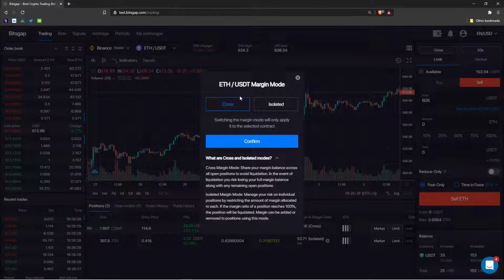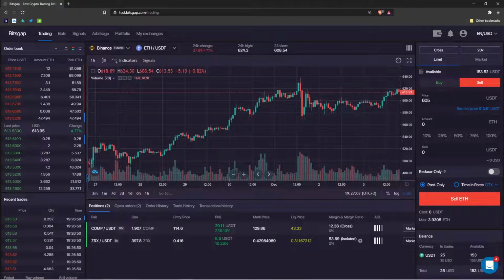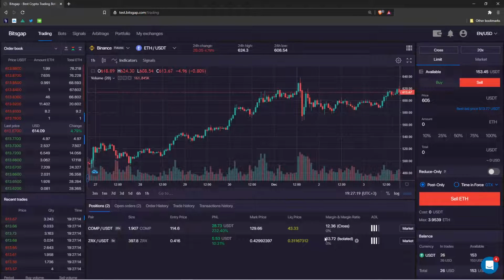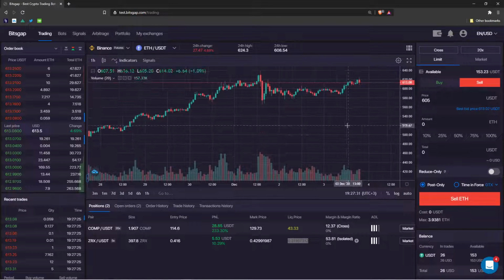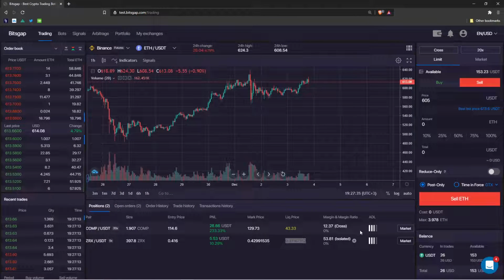Cross means you basically risk your entire balance to initiate the trade, and with isolated you just have a limited margin for each trade. So you will never lose more than the specific amount that you set on this trade. All right. So for COMP I have the cross margin, which means I risk my entire balance of 153 USDT, and in 0x I have isolated mode, and that means that I will not lose more than this amount. And I can always add some funds to change the liquidation, to make my gap wider. All right, so that's the idea.